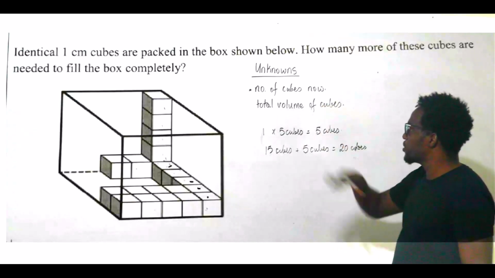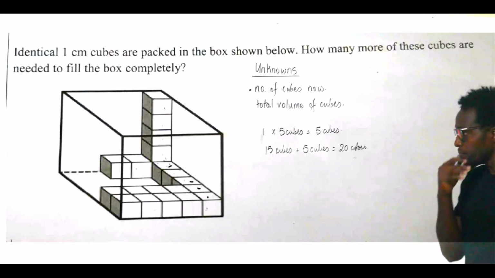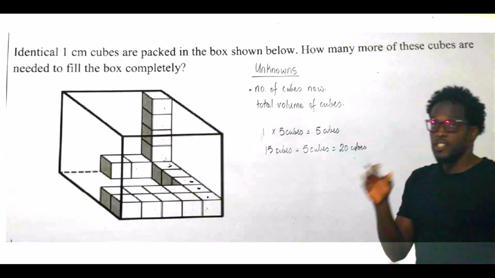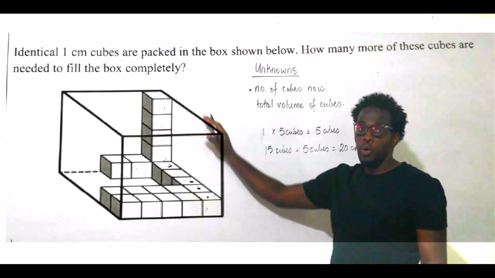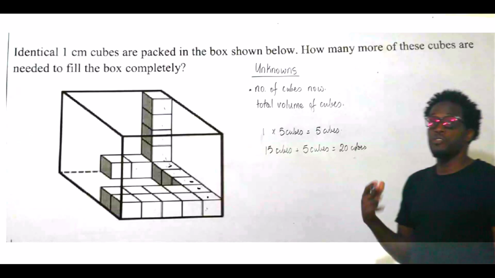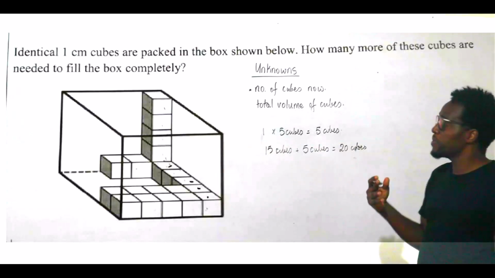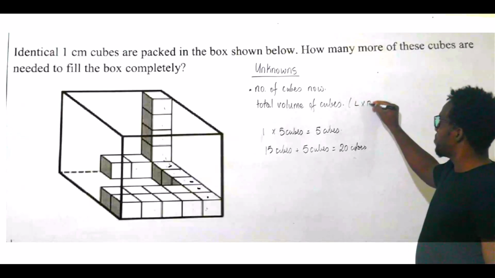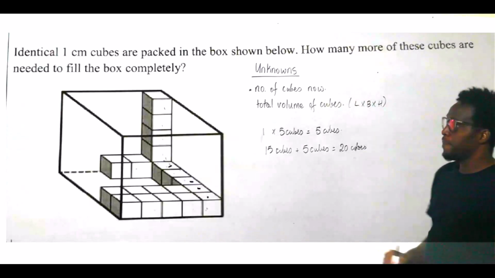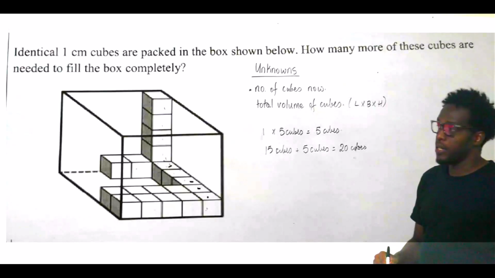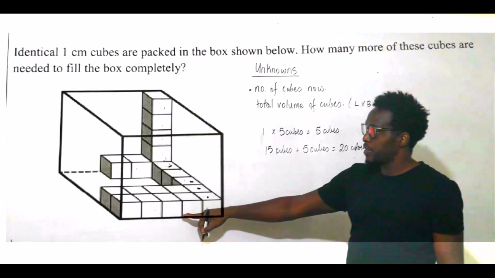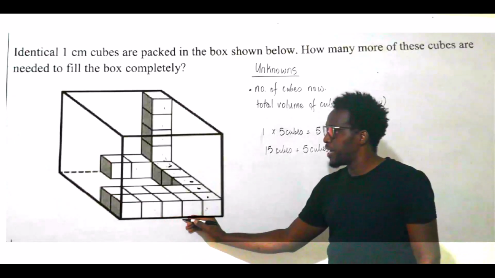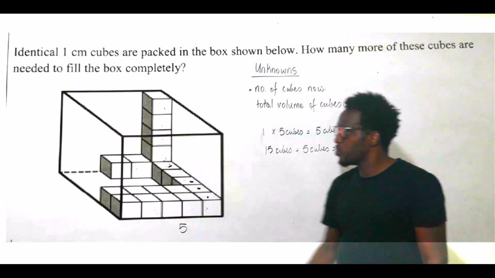Now, the total volume of cubes. We find that out by using a formula. Since it's a cuboid or a cube, we use a special formula for those types of shapes. So we would use the formula that says length times breadth times height. Let's start with the length here. If we count the cubes going across here, we get a total of 5. There are 5 total cubes there.